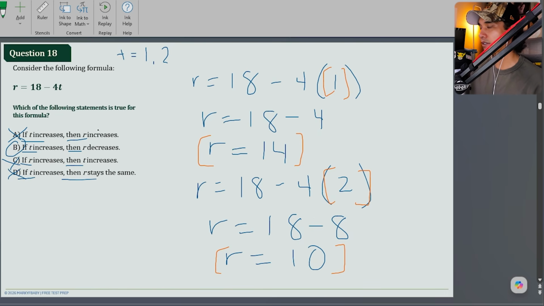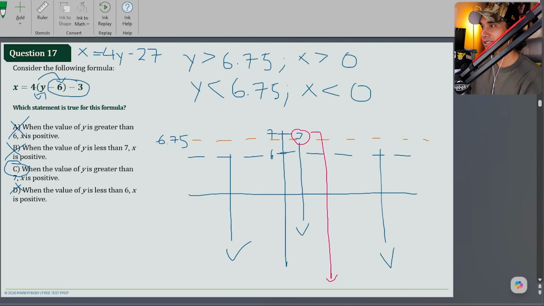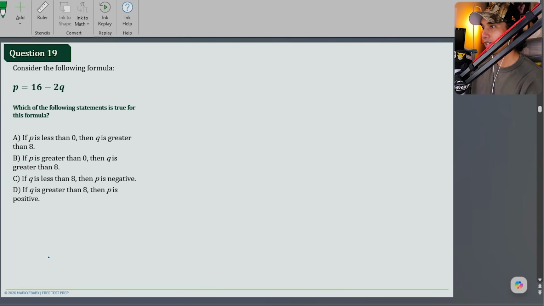So D is incorrect. Okay, that one was easy compared to this one right here. This one was a monster. All right, let's go ahead and go on to question 19. Consider the following formula. P is equal to 16 minus 2q. Which of the following statements is true for this formula?